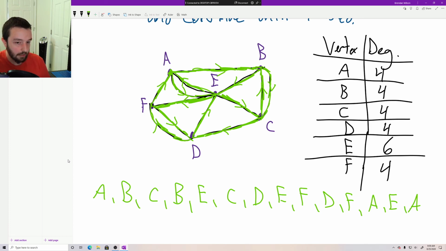And Hamilton paths. This is going to be similar, except with Euler paths and Euler circuits, we're using every edge exactly once. With Hamilton circuits and paths, we're using every vertex exactly once. Notice here, we used every vertex many times. A shows up 3 times, E shows up 3 times. So we're using them a lot. With the Hamilton ones, we only want to use them one time. So it's going to be very different.